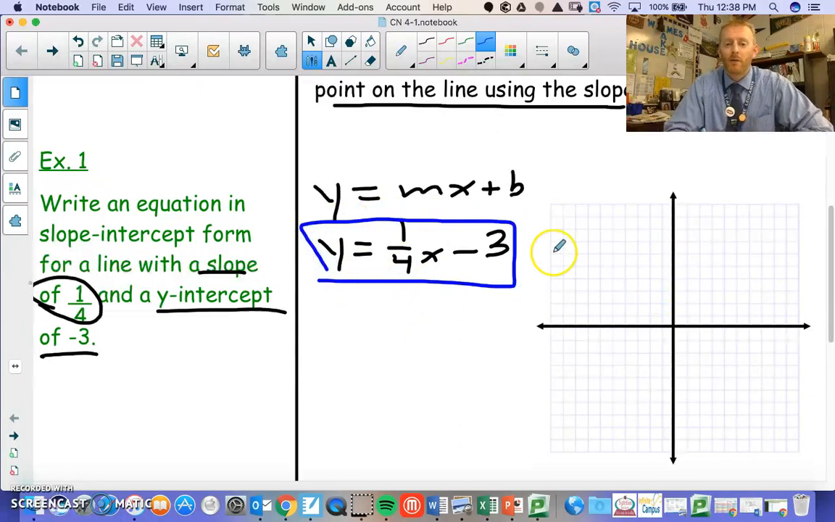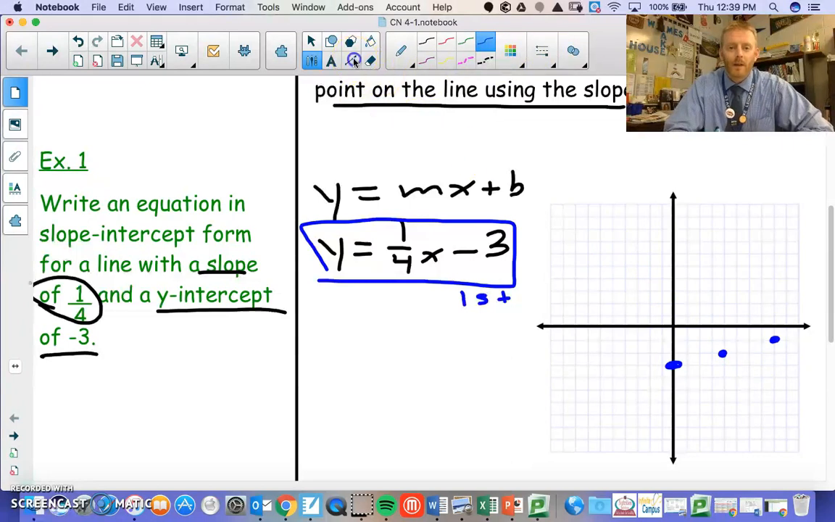To graph this, we would first graph the y-intercept of -3. It crosses the y-axis at -3, which is down 1, 2, 3. Put a dot. The slope is 1/4. That's the next thing that we're going to graph. So we're going to go up 1 and to the right 1, 2, 3, 4. Up 1 and to the right 1, 2, 3, 4. And that is our line.